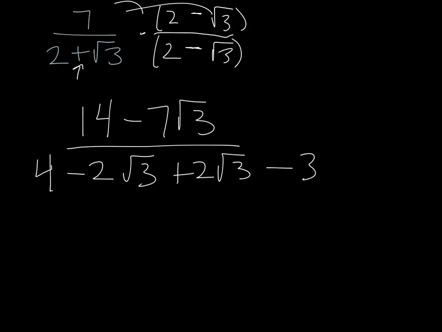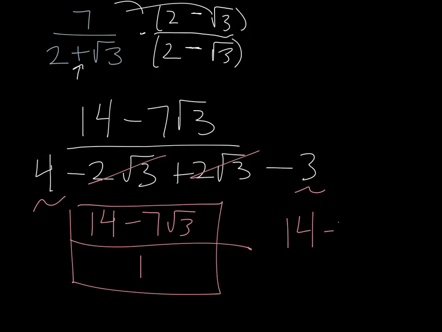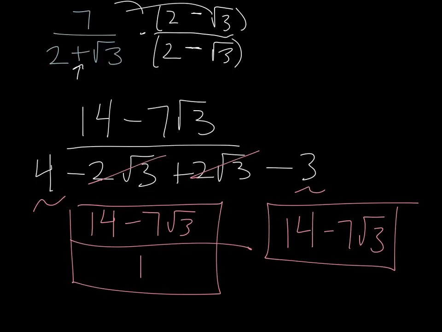So then when I combine my like terms, again, my first and my last, if for some reason your middle terms don't cancel out, go check it again because something went wrong. I still have my 14 minus 7 square root 3 on top. And then if I have 4 minus 3, that's just going to give me 1. I could leave my answer like this, or you could just write this as your answer. Both of those are the same shebang.